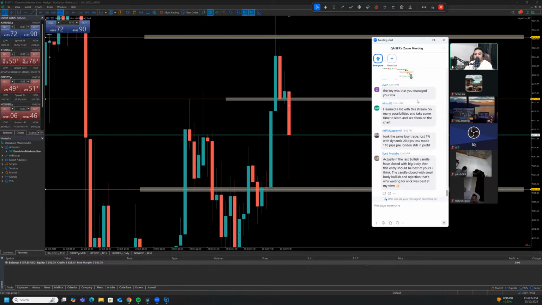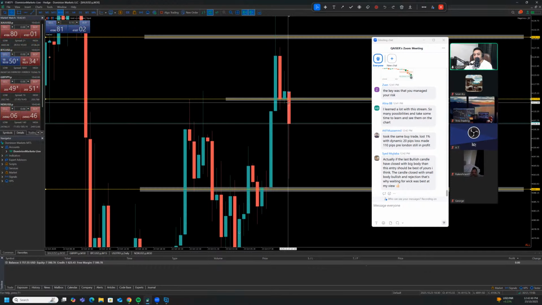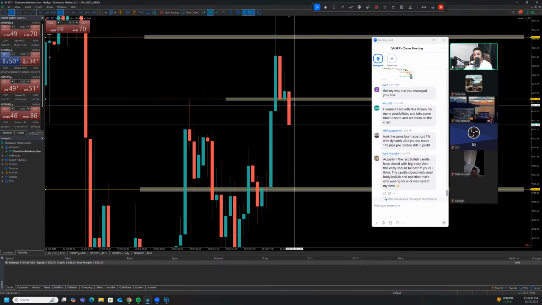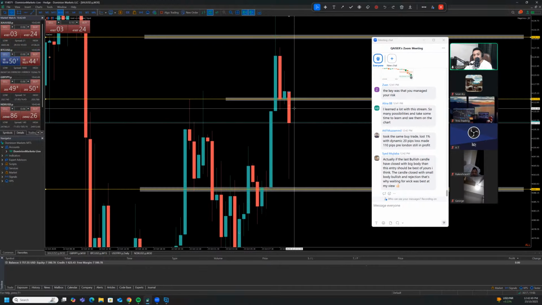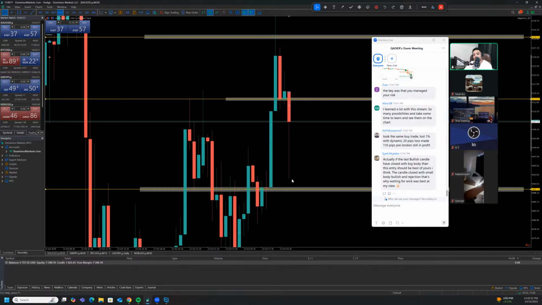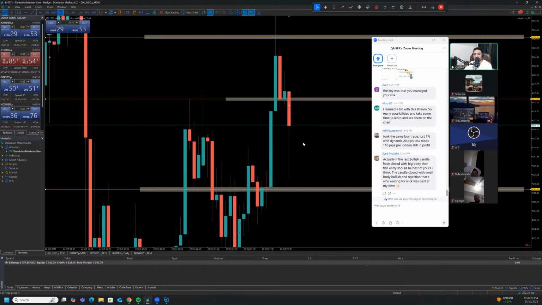The key was that you manage your risk. Look at this one. I knew that if it hit my SL, if it broke the low of the previous 30-minute, this would become invalid. Then it could give me a huge loss there. So what if it starts rejecting and breaks its own high? Can I give my trade another chance? We'll see. I learned a lot with this stream, so many possibilities, and take some time to learn and see them on chart.